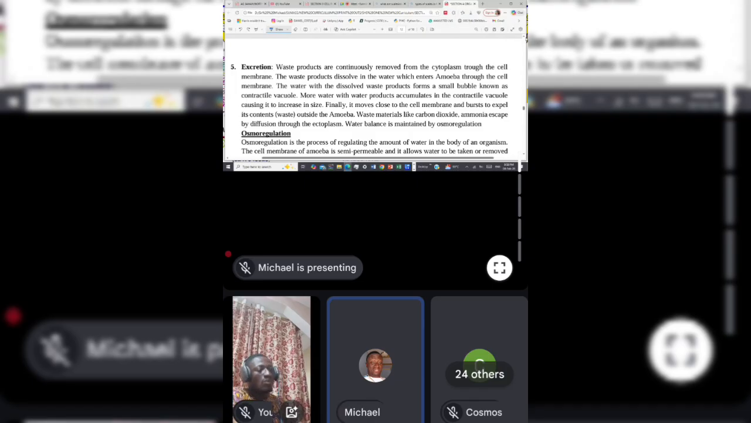So waste products are continually removed from the cytoplasm through the cell membrane. And this is what happens. The waste product dissolved in the amoeba will enter the vacuole through the cell membrane. The water and these things will now form a small bubble that we call a contractile vacuole. So the contractile vacuole is like a bubble with the water itself and other dissolved substances. So any water or waste product will now be found in the contractile vacuole. This will cause it to increase in size.